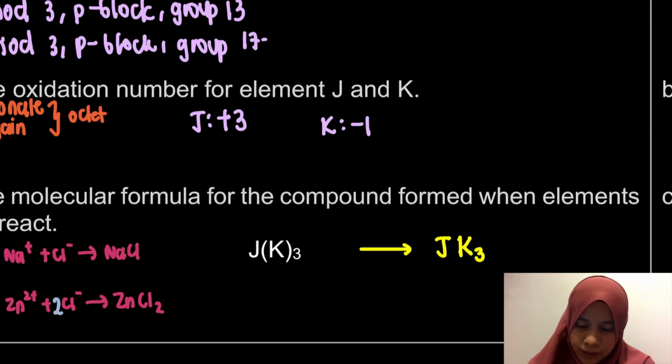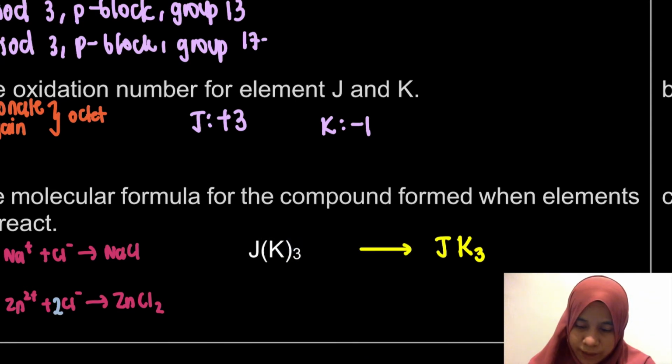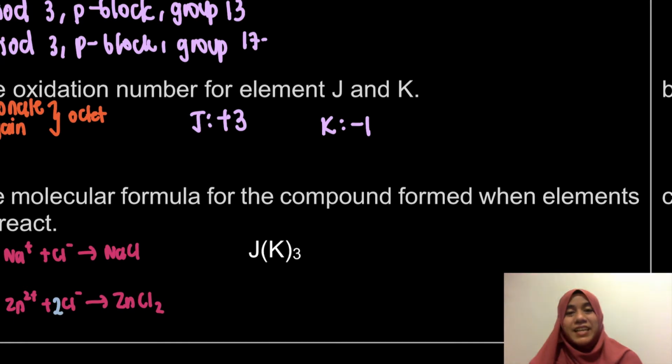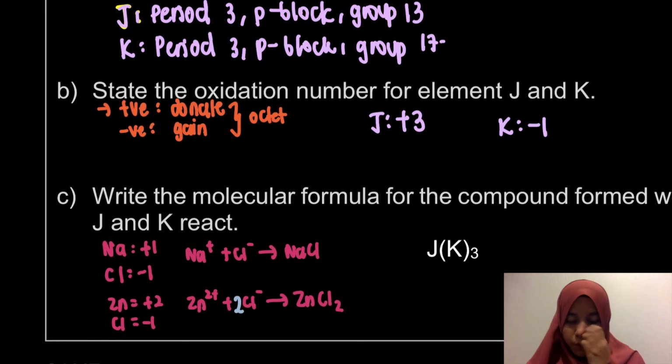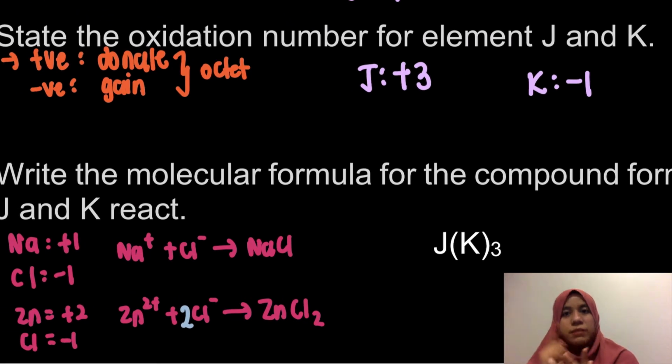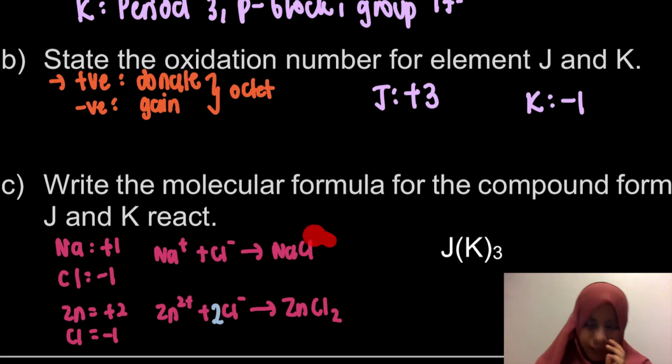Okay, yang ini JK3. Nak buat ni pun boleh juga. So, ni jawapan dia. Okay, it's JK3. So, how do we get here? Kalau nak write the molecular formula ni, first thing first, determine dulu oxidation number dia. Okay, then, kamu writekan dia sekali lah. Yang ni, this is just an example.